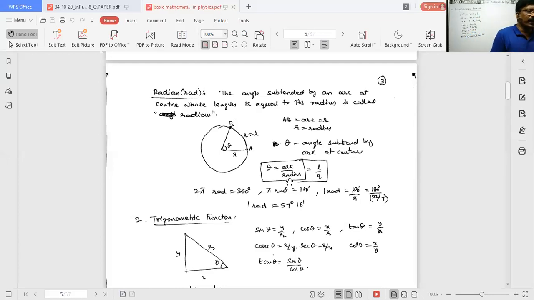Already I said pi radians is equal to 180 degrees, or 2 pi radians is equal to 360 degrees. From that, 1 radian is equal to 180 degrees by pi, we can write. Pi means 22 by 7. Or 1 radian is approximately 57 degrees 18 minutes, we can write approximately.